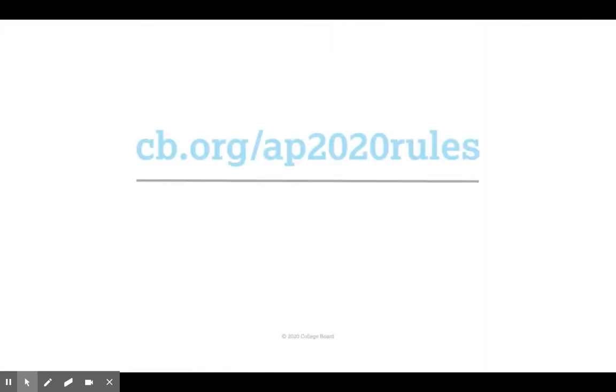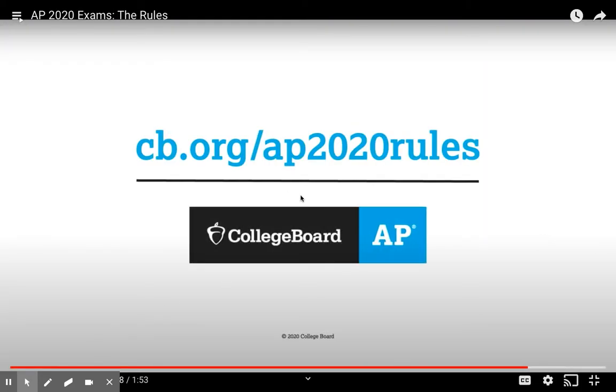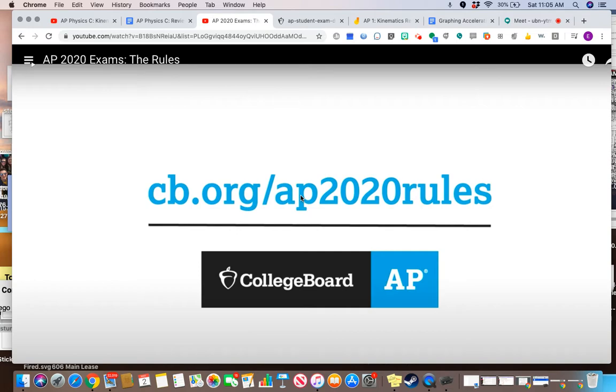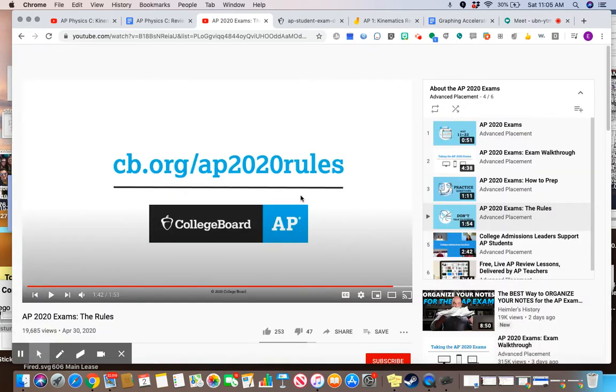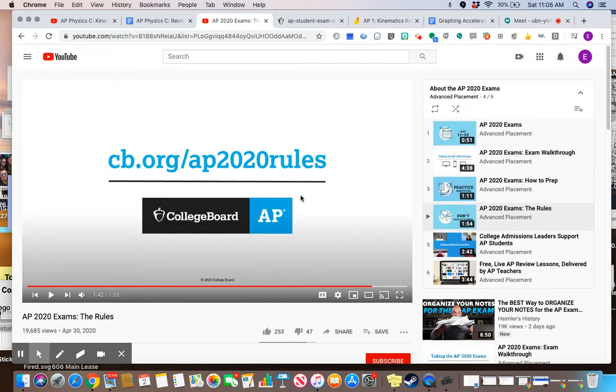For more details about the rules and test security, go to cb.org/AP2020 rules. Okay, so summary, right? You can use anything you want on the test besides the internet and other people. So you can use your calculator, your note card, review documents, basically anything you want, old labs, right?